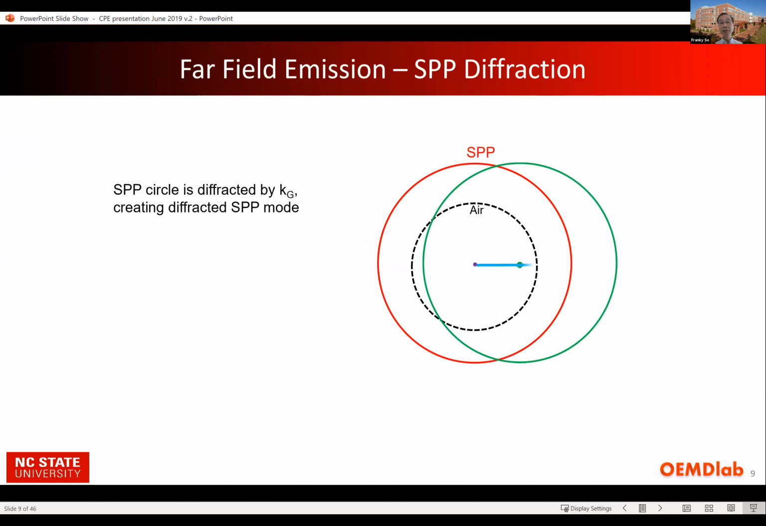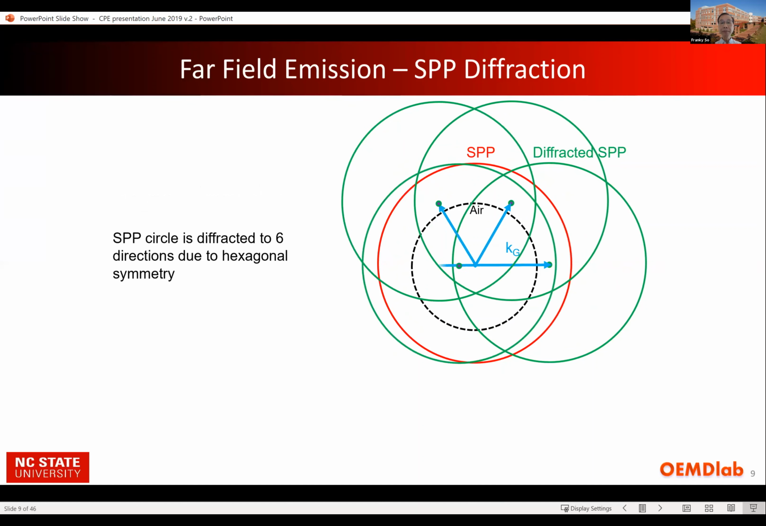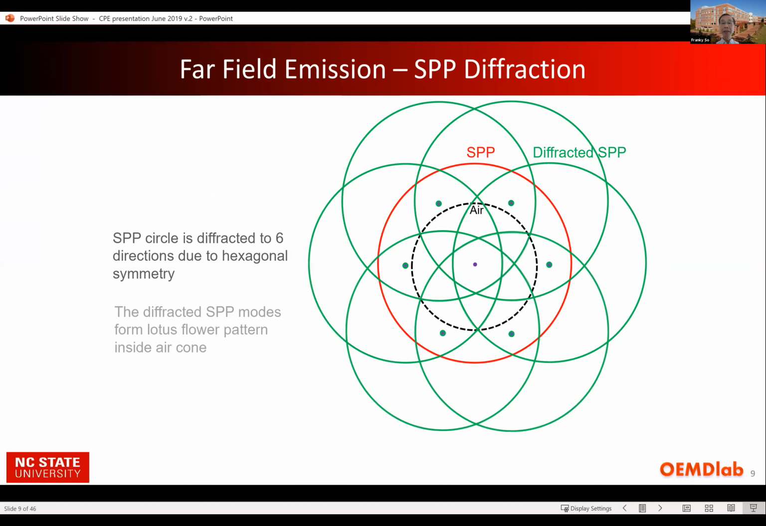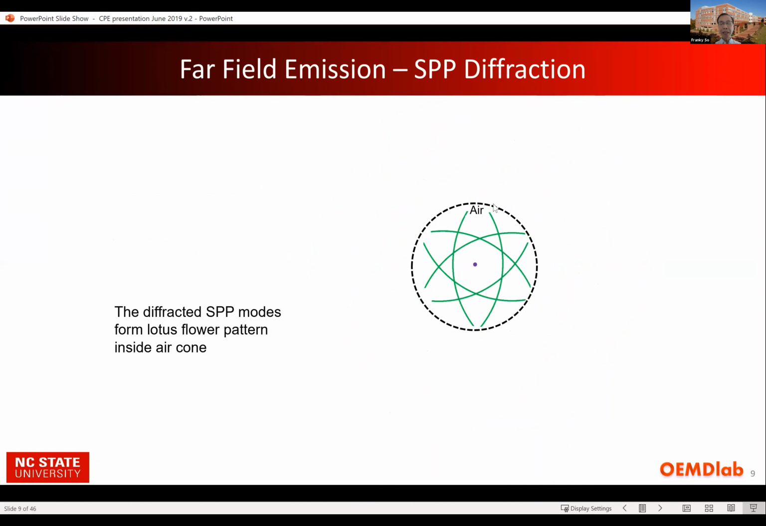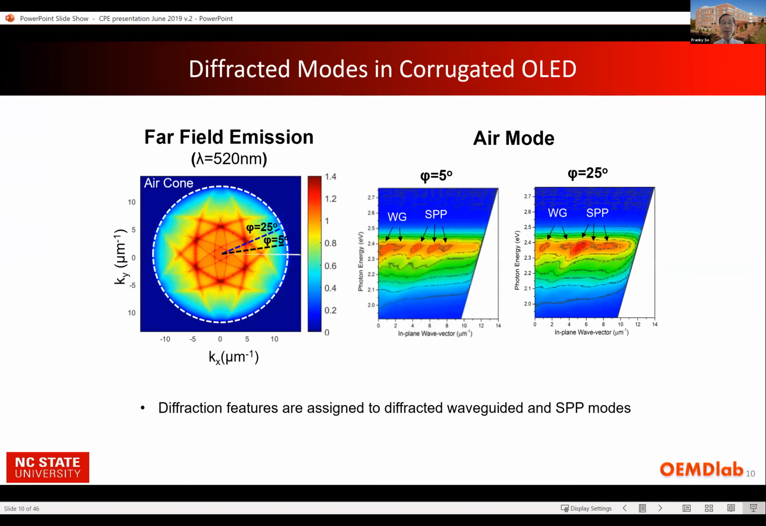If you have a device made on a hexagonal grating structure, light will be diffracted along six different directions, as you see from this. Because they are displaced in six different directions, light will now be extracted, and you will see these features. This is experimentally what we measure. You see these red lines; these correspond to the diffracted light. With this analysis, you can now identify that these are the waveguide mode, and these blobs are the SPP mode.